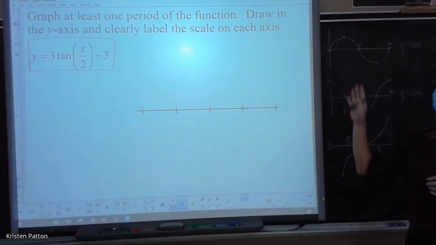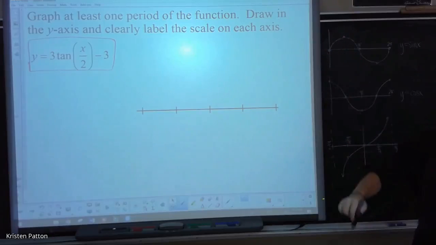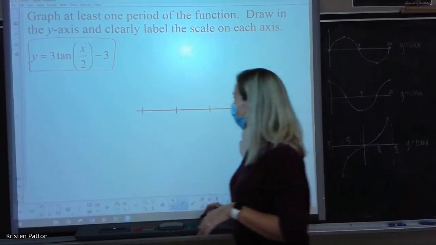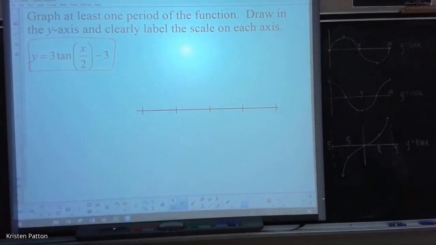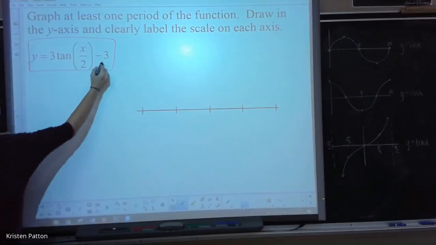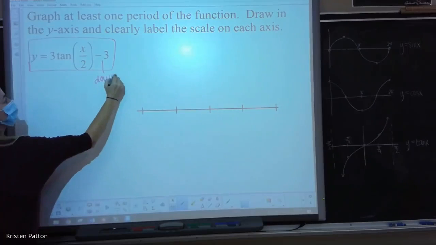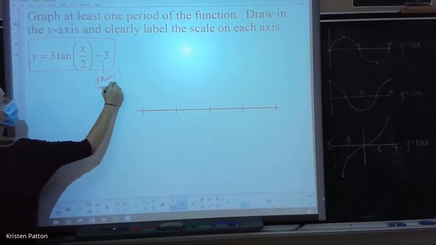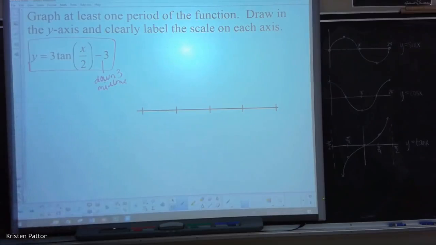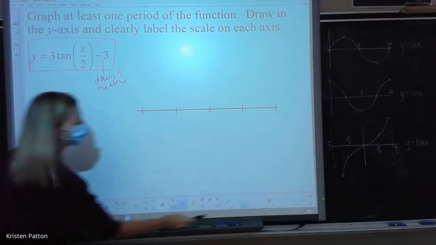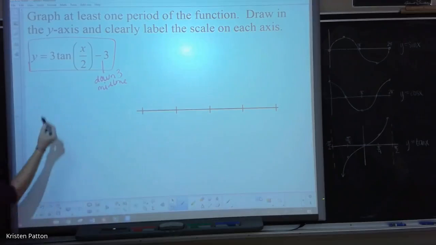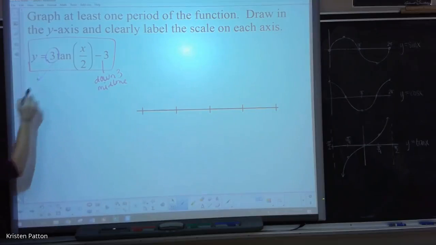Andrew, tell me one change that's going to happen here. It doesn't matter which one we do first. It'll go down 3. It's going to go down 3. We can even say the midline is at negative 3. Same thing. So can you tell me what another change that we're going to make? The 3 on the outside. The 3 on the outside, what's that going to do for us?